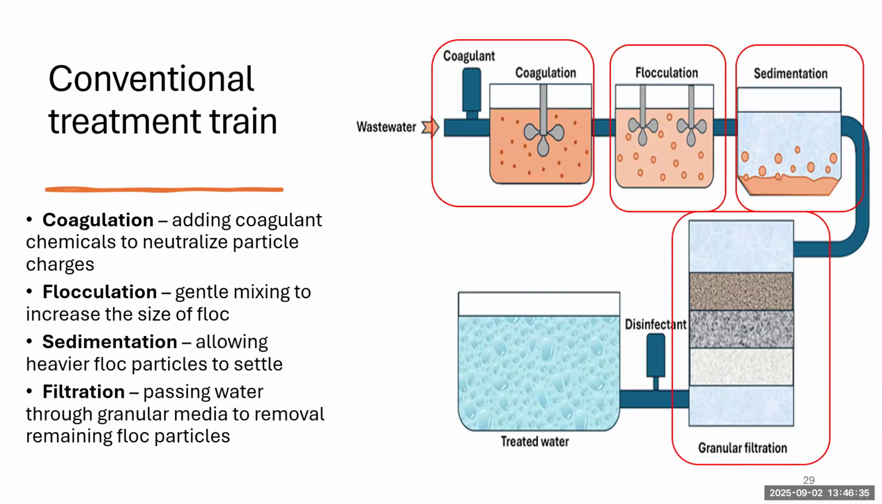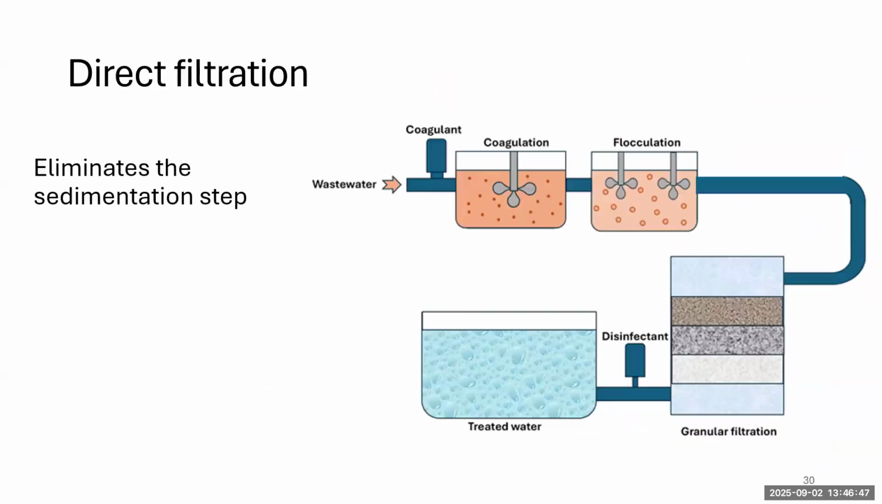In sedimentation, it was those big, large particles that wanted to settle out. But what's sent to the filter is the very smallest particles that wouldn't settle out. We're going to look at each one of these as we go along. There's another type of process that eliminates the sedimentation step, where it goes directly from the coagulation, flocculation process right to the filters, and that's called direct filtration.